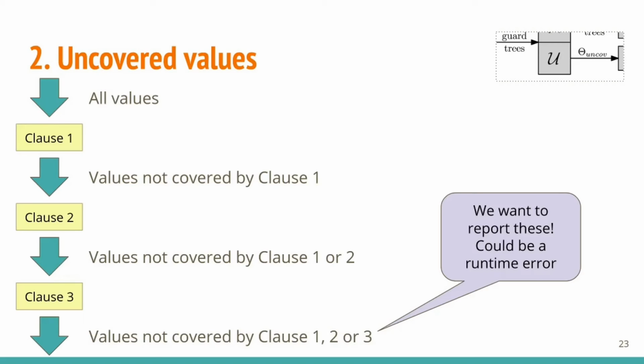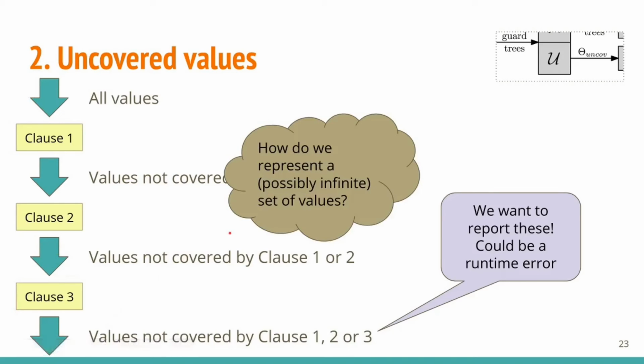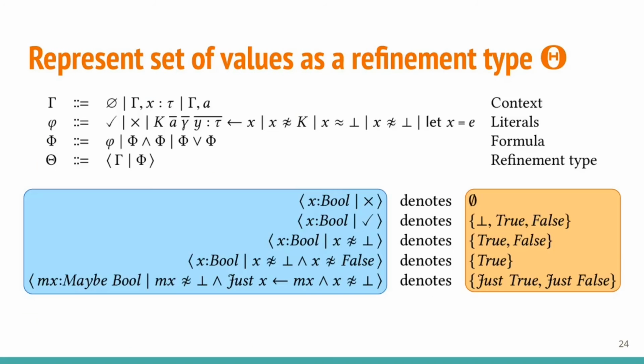Alright, next up, characterizing the set of uncovered values that we can report uncovered patterns for. We compute the set by gradually refining the set of possible values as a fraction of them falls through from one clause to the next. How do we represent such a set with possibly infinitely many values? We picked refinement types for the job.